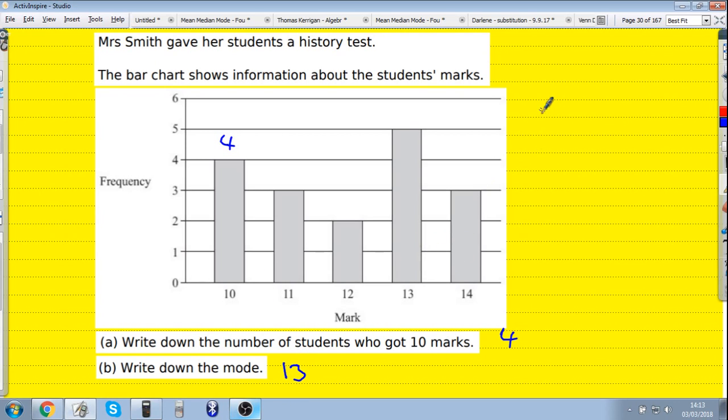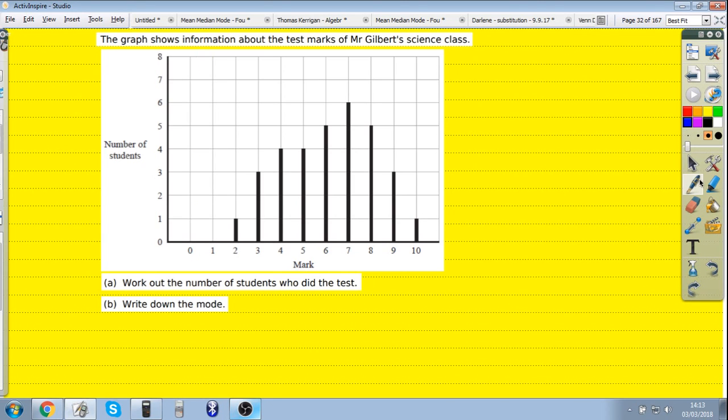So instead of it being a table like 10, 11, 12, 13, 14, and our 13 would have a frequency of 5, that would be the highest one. Instead, they have it like this. Okay, that's that. And how about this one?